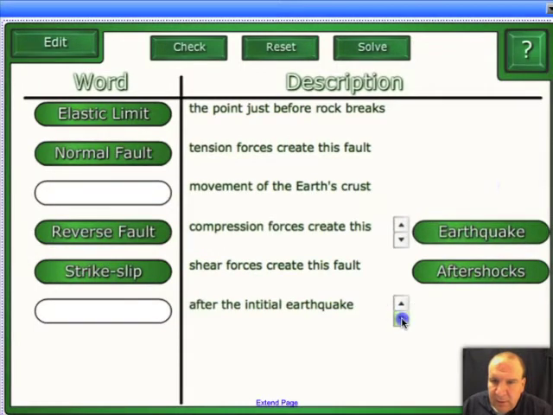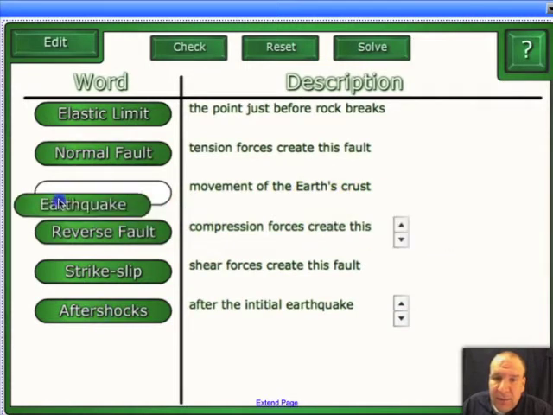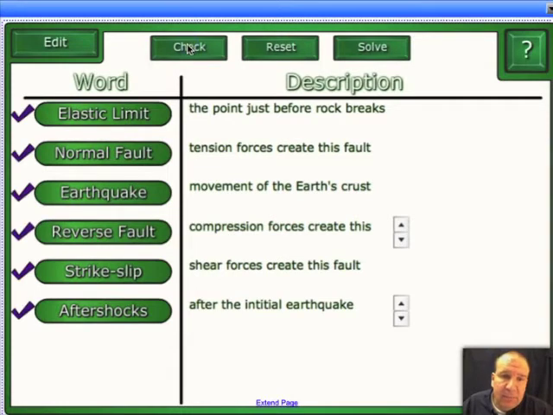Vibrations in the earth that occur after the initial earthquake, which is a good lesson. I almost messed up because I didn't read after the initial earthquake. These are aftershocks. So movement of the Earth's crust is an earthquake. So how did you do? If I hit check, got them all right. So make sure if you can't figure out one at first, skip it for now and then always come back to it. That's just a tip for you.